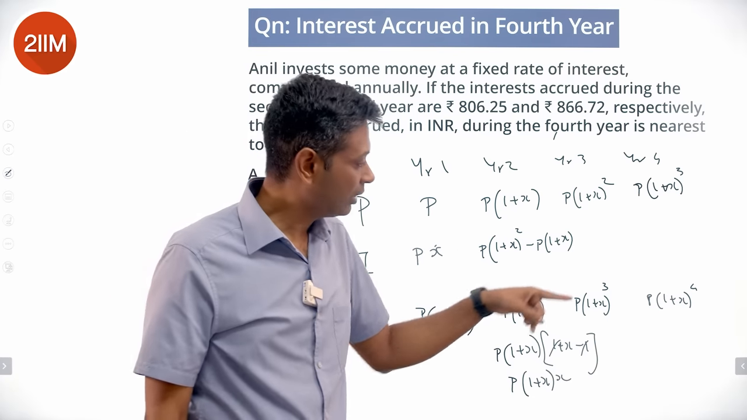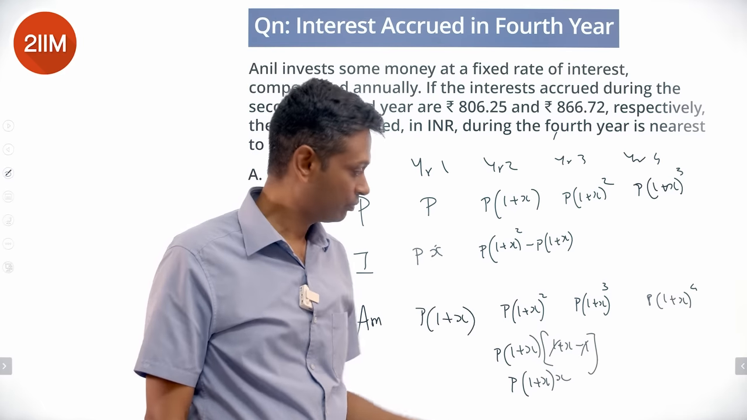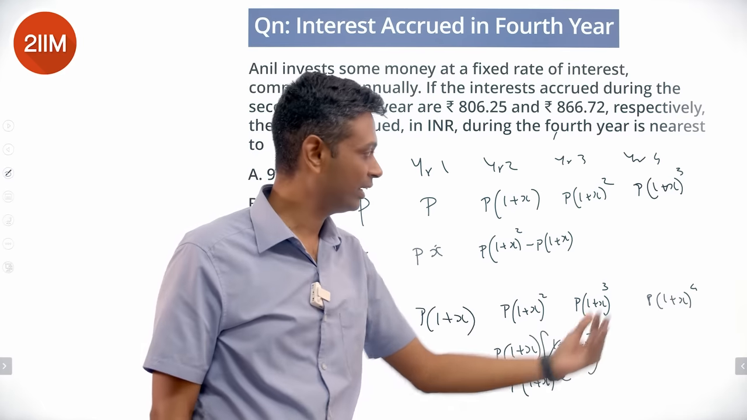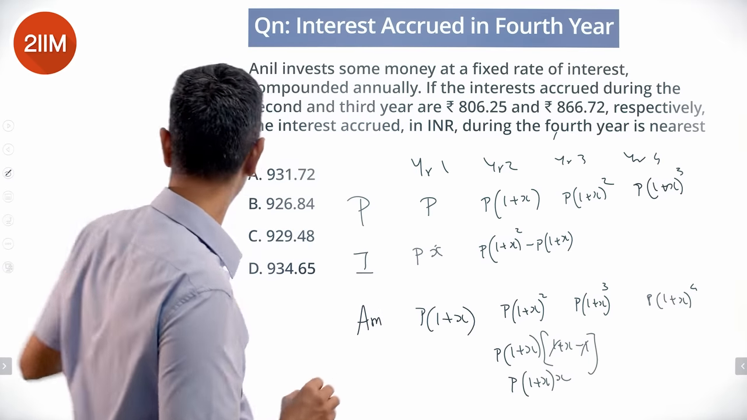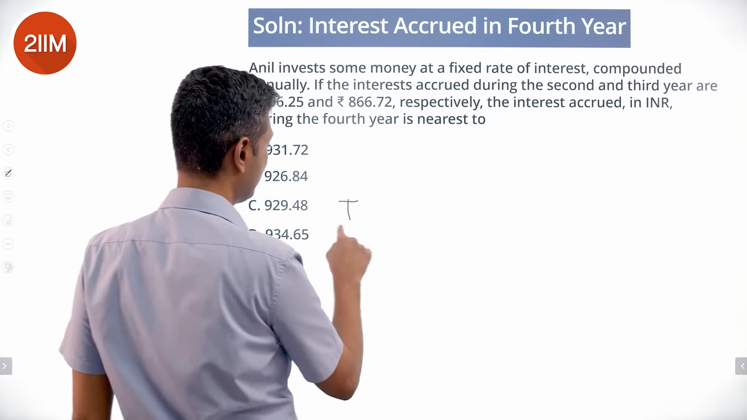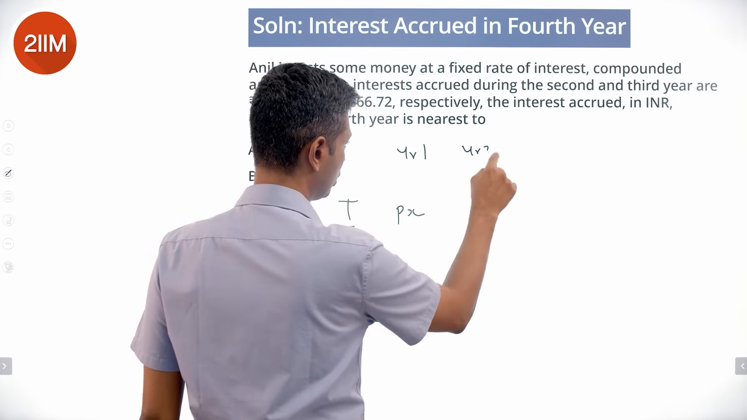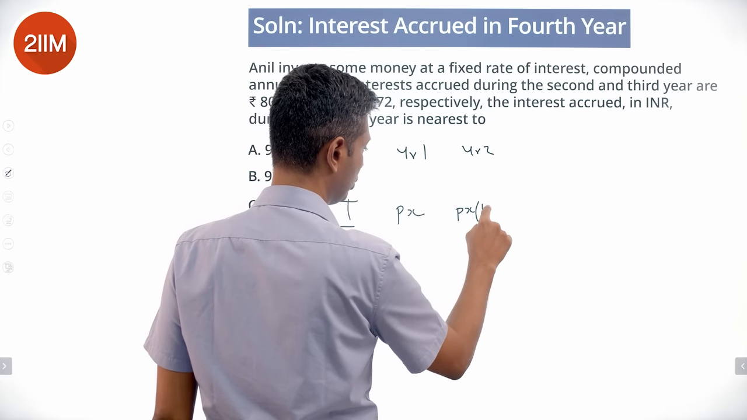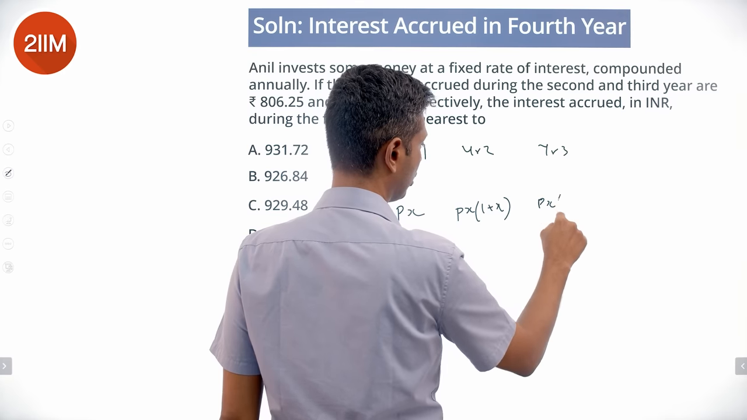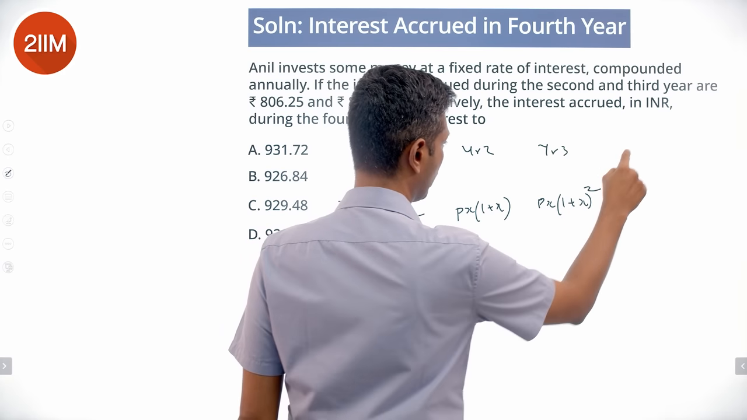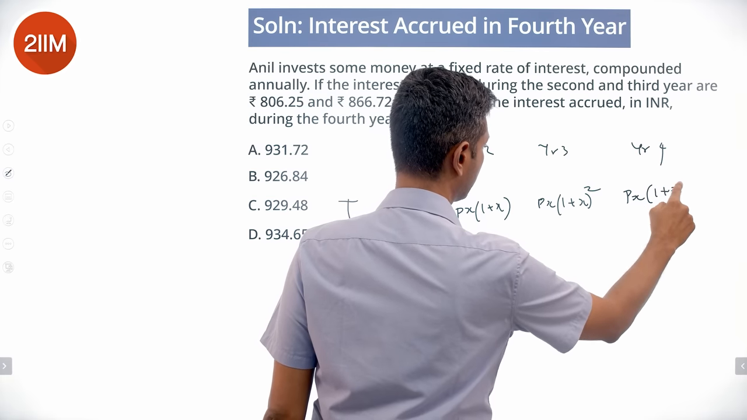Next year it's going to be 1 plus X whole cube minus 1 plus X whole square. I can extract a 1 plus X whole square outside and then I'll have X remaining. Or to put simply, if I'm tracking only interest, year 1 would be P into X. Year 2 would be P into X into 1 plus X. Year 3 would be P into X into 1 plus X the whole square. Year 4 would be P X into 1 plus X the whole cube.